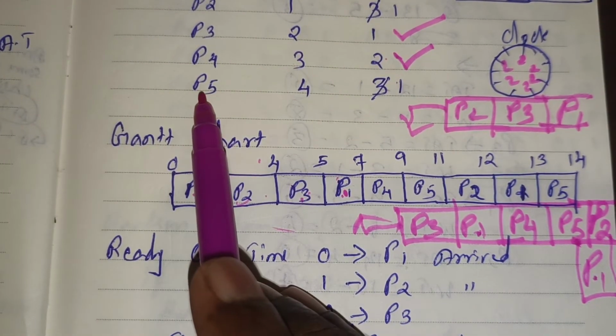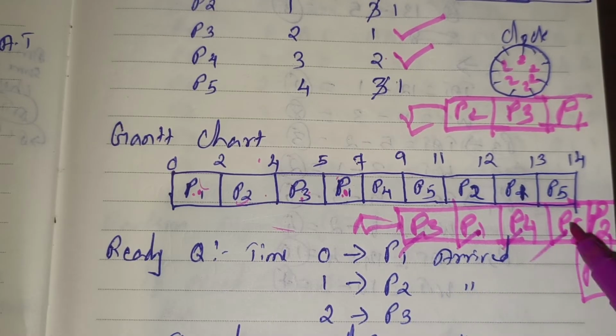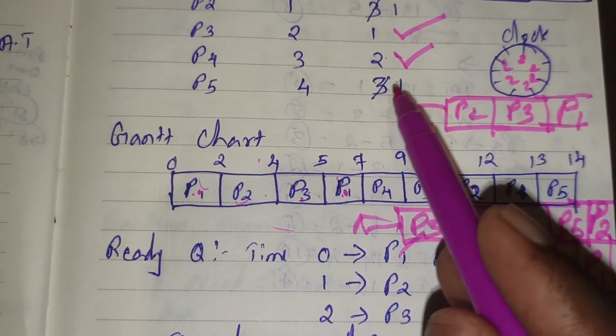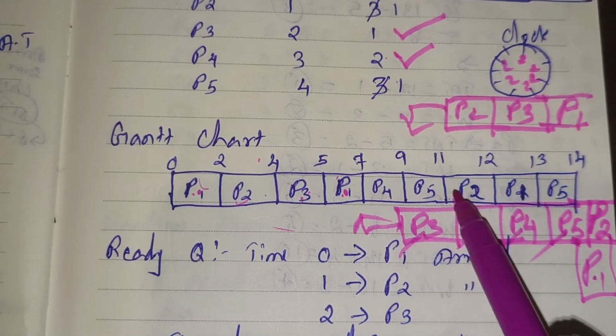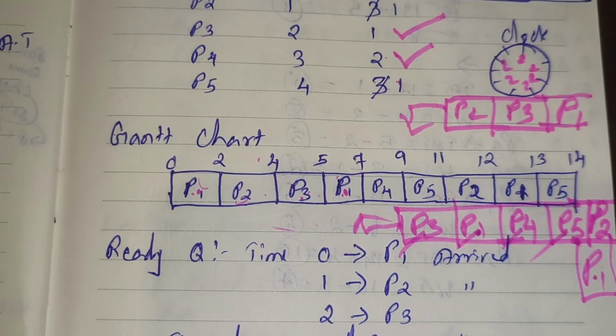So after this P5 is coming inside because 1, 2, 4 are also executed. Now P5 is coming inside. What is the burst time? This is 3. Now it will take the CPU for only 2 seconds. And when it completes the 2 seconds, it has to complete one more because its burst time is 3.